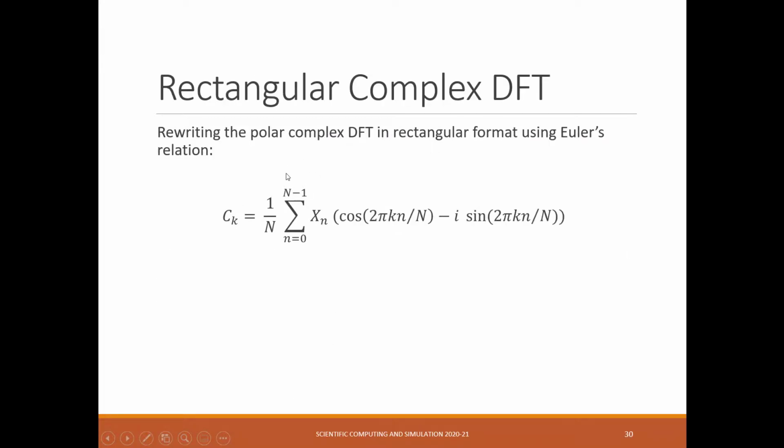We can employ Euler's relation to obtain the complex DFT in rectangular form. Like the previous series, this one transforms a given complex signal x to its complex components. Here, we can see how real and imaginary parts of each complex component are calculated.